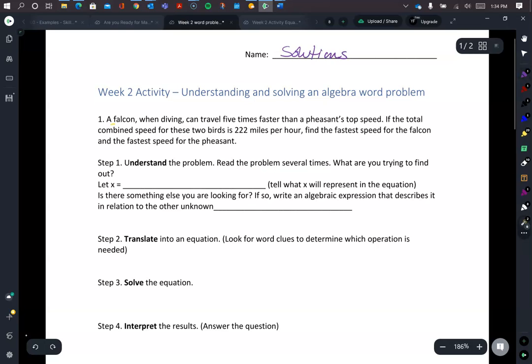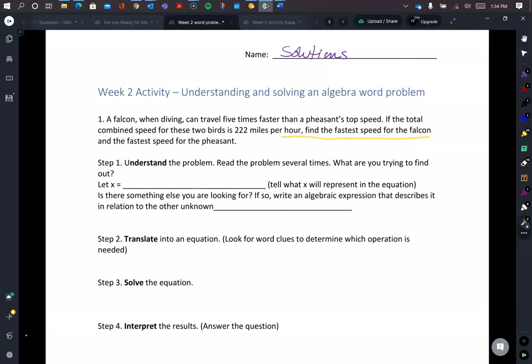So we have a falcon, when diving, can travel 5 times faster than a pheasant's top speed. If the total combined speed for these two birds is 222 miles per hour, find the fastest speed for the falcon and the fastest speed for the pheasant.